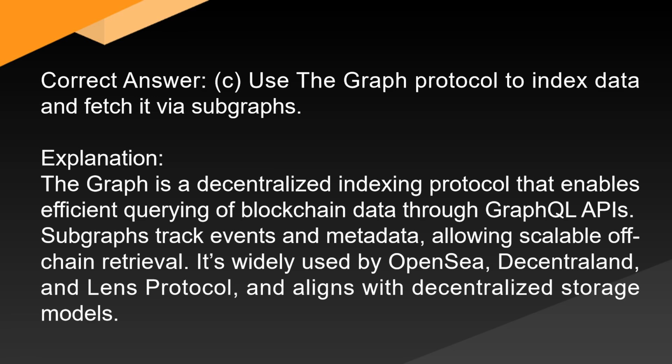Explanation. The Graph is a decentralized indexing protocol that enables efficient querying of blockchain data through GraphQL APIs. Subgraphs track events and metadata, allowing scalable off-chain retrieval. It's widely used by OpenSea, Decentraland, and Lens Protocol, and aligns with decentralized storage models.